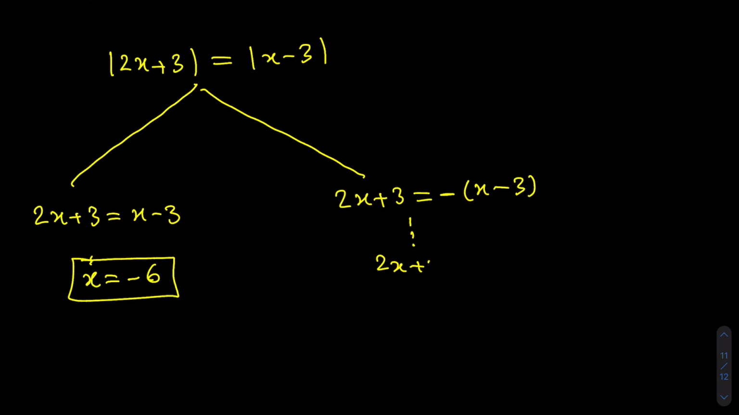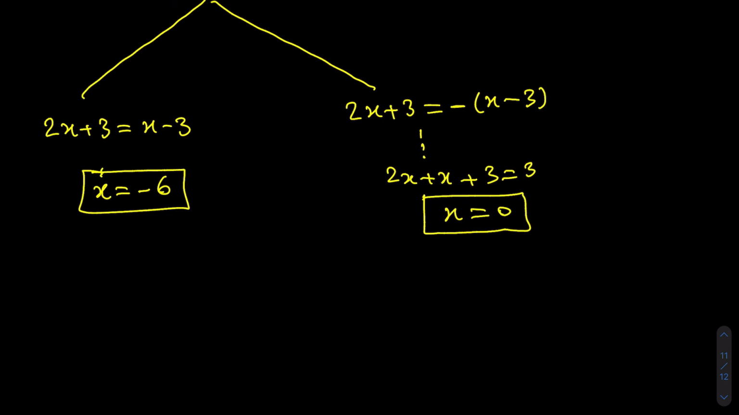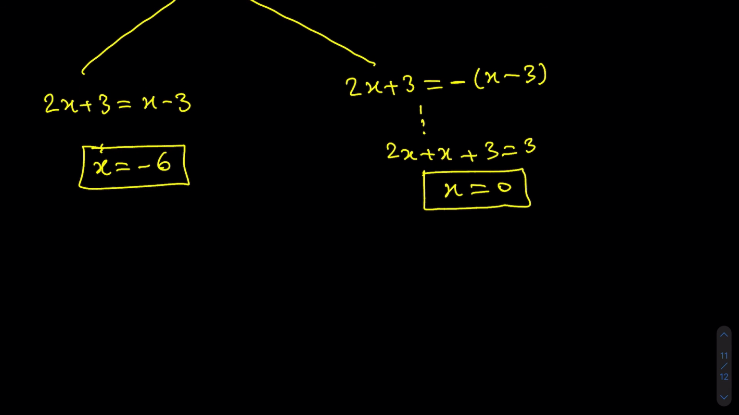And the other one: 2x + x + 3 = 3, which is x = 0. This is another critical value. Okay, now the next step is to draw the axis.